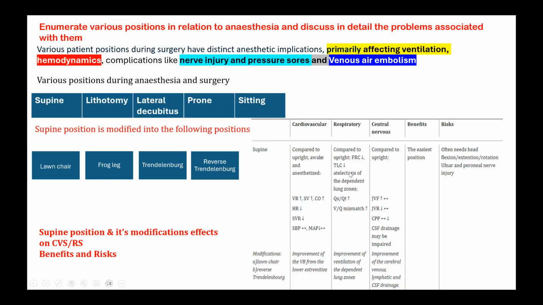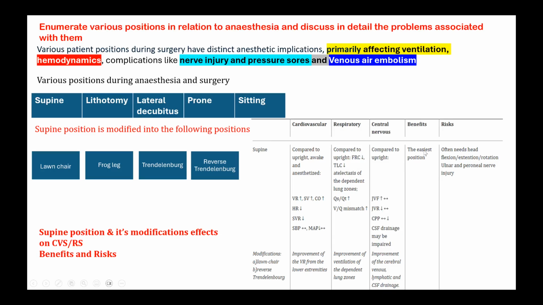Similarly, in the respiratory system, compared to upright, FRC will be slightly decreased. Total lung capacity also will be decreased, and atelectasis of the lower zones can happen, and VQ mismatch also can happen to some extent. And compared to the upright or sitting position, the central nervous system also is not very much affected in this. Cerebral venous drainage also can be normal, or if you give too much of a head down tilt, then it may be affecting the venous drainage.